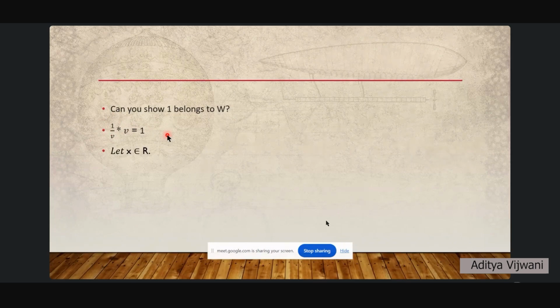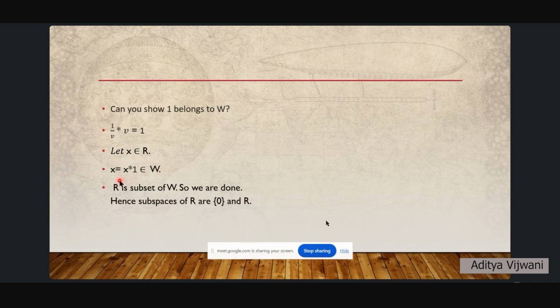So now let X belong to R. Then X can also be represented as X times 1. I already showed 1 belongs to W, so representing X as X times 1, it will also belong to W. So we say that R is a subset of W, because I showed that an element of R is also an element of W. So we are done. Why does it suffice to say that R is a subset of W?